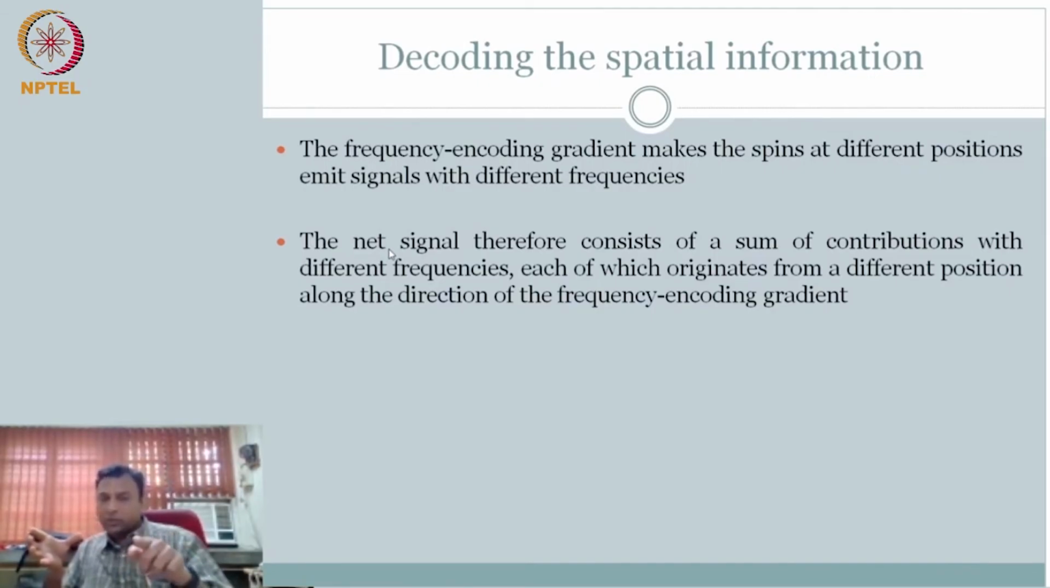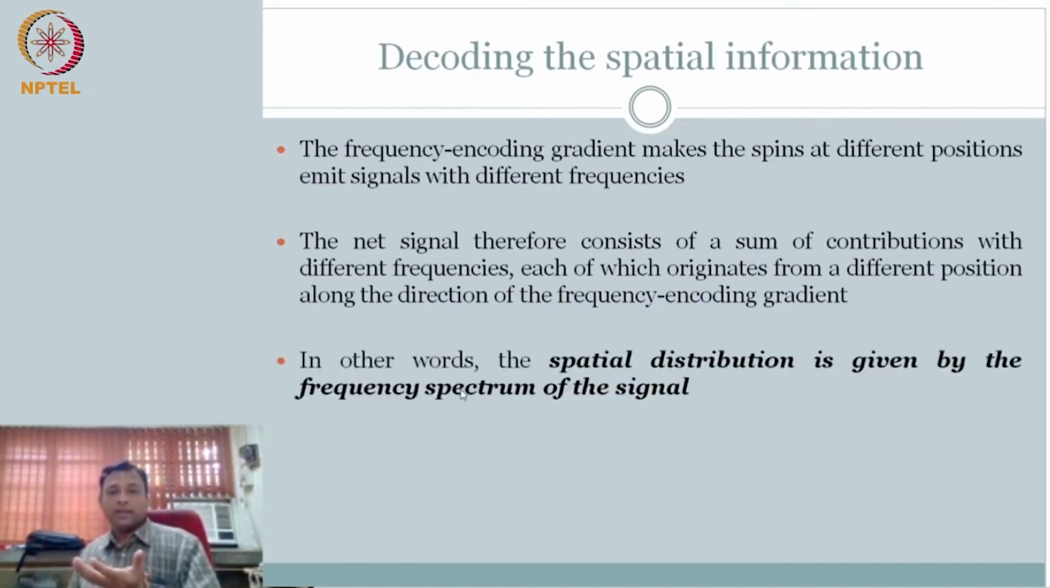Because you have the X gradient, each contribution originates at a different position along the direction of the frequency encoding gradient, which is Gx in this direction. The meaning of any mathematical concept comes in by reading and understanding the meaning here. When you talk about frequency contributions, you're going to have contributions of different frequency. It sounds very similar to what you talk about as frequency spectra. In other words, the spatial distribution is given by the frequency spectra of the signal.